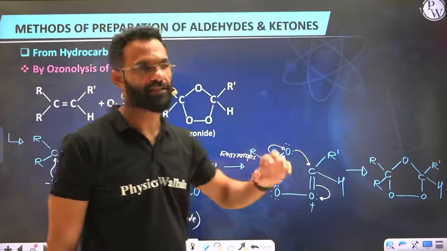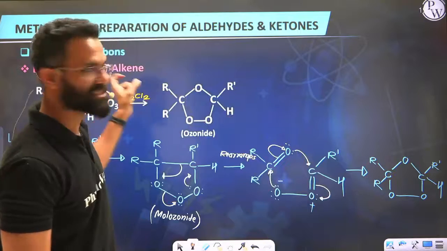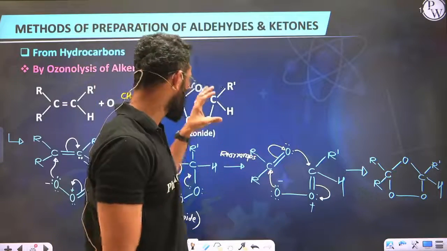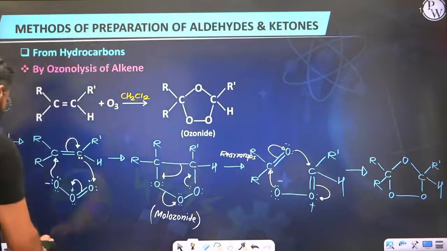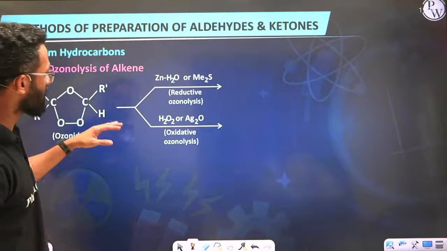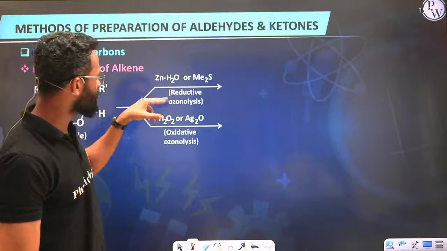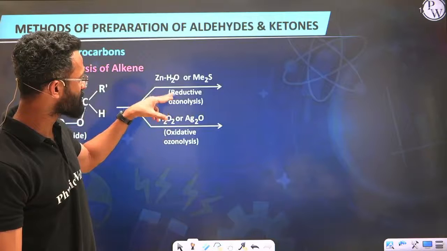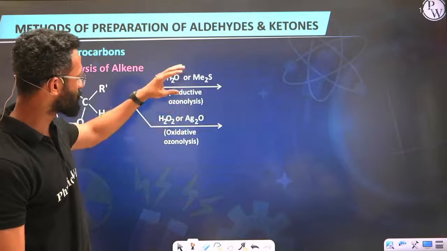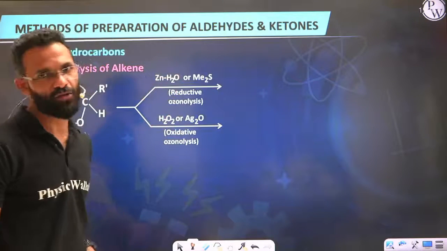reductive condition, which is what you are referring to as lysis, ozonolysis. So the ozonide which is formed will be further broken either under oxidative condition or under reductive condition. So we are going to refer to it as reductive ozonolysis or oxidative ozonolysis.